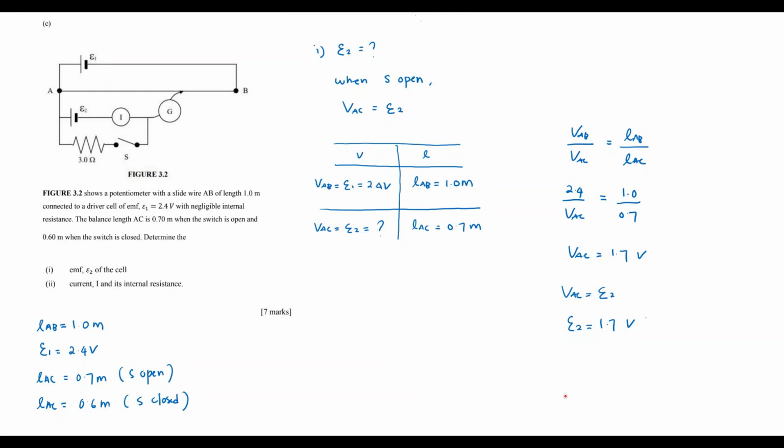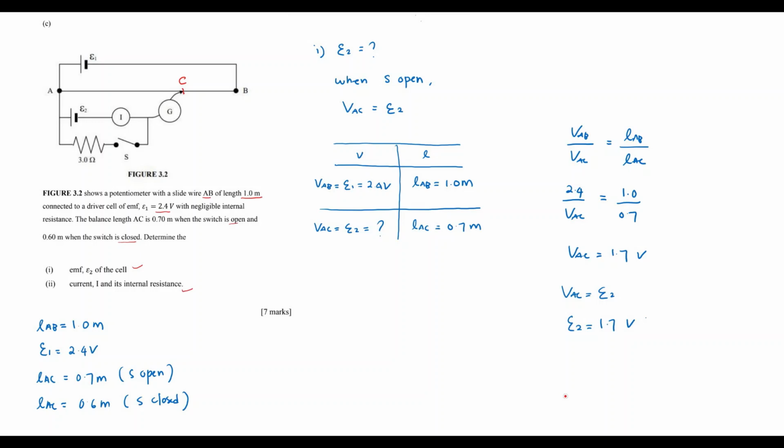For question 3C, figure 3.2 shows a potentiometer with a slide wire AB of length 1 meter connected to a driver cell of EMF E1 2.4 volt with negligible internal resistance. The balance length AC, so here is point C, is 0.7 meter when the switch is open and 0.6 meter when the switch is closed. So determine first EMF E2 of the cell, and second the current I and its internal resistance.